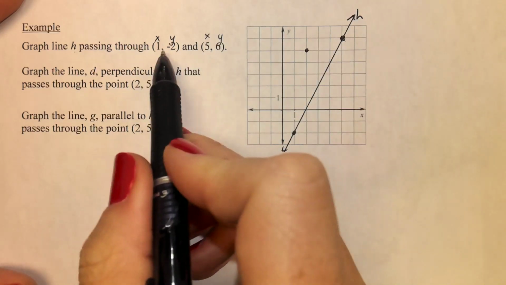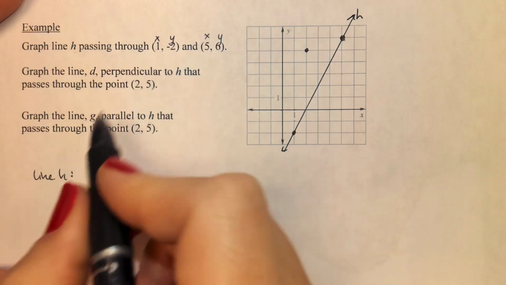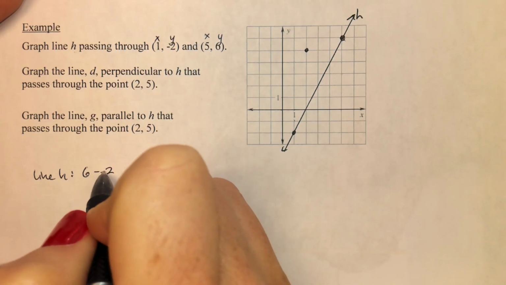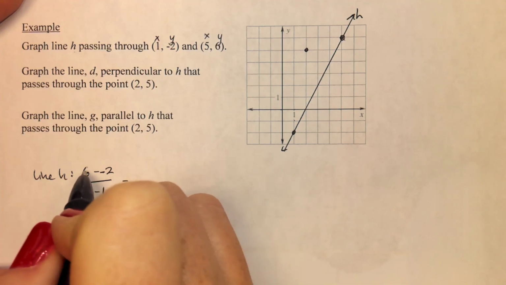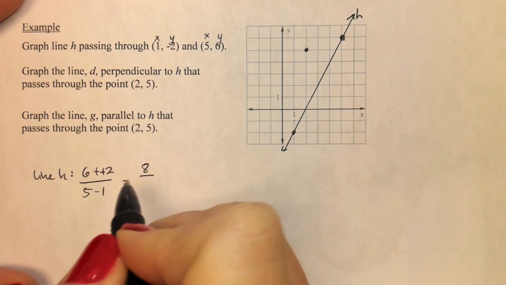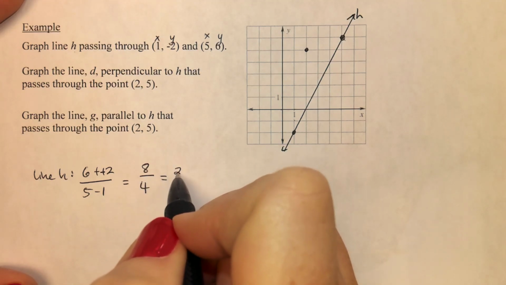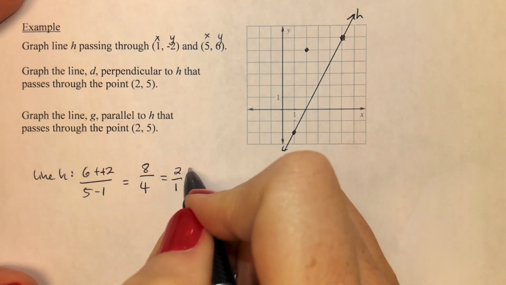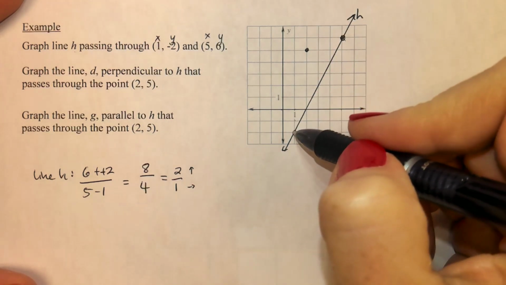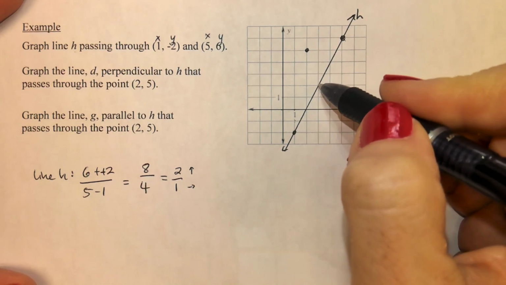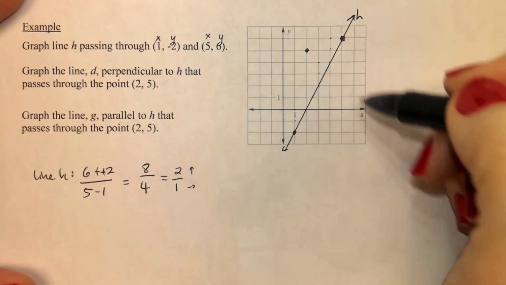So we're going to find the slope of our first line, line H. I'm going to do 6 minus -2, and 5 minus 1. So 6 minus -2 turns out to be an 8, and 5 minus 1 is 4. Again, I'm going to reduce that, so that's 2 over 1. So my slope is up 2 and then over 1. Up 2 over 1, up 2 over 1. That looks about right. I'm hitting on my dots every time.